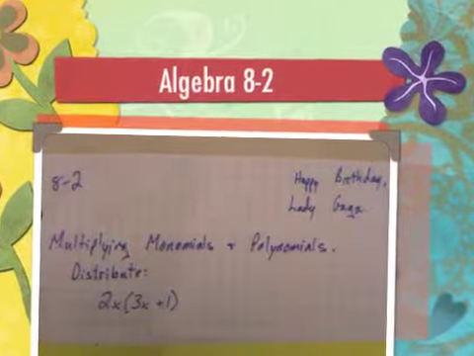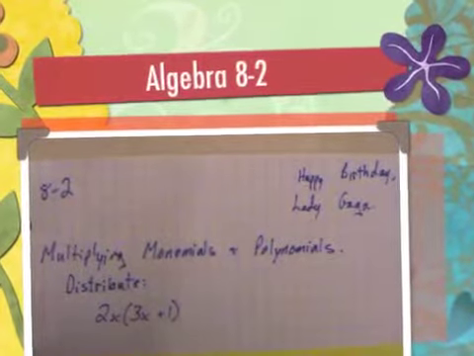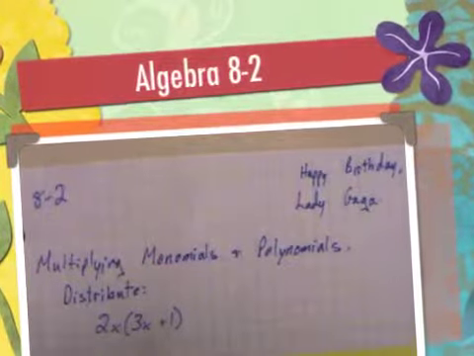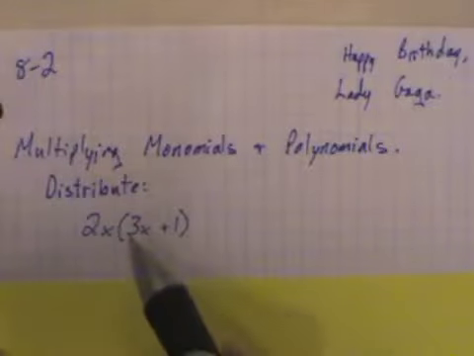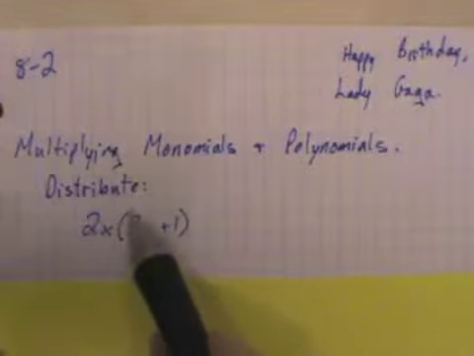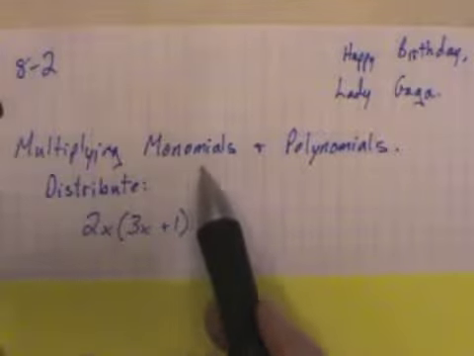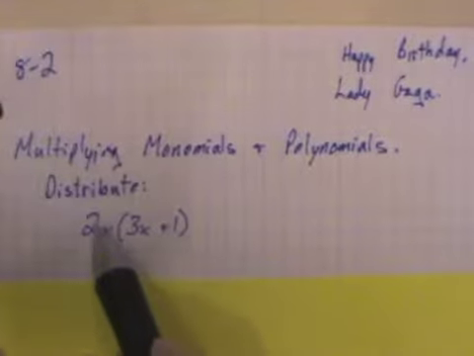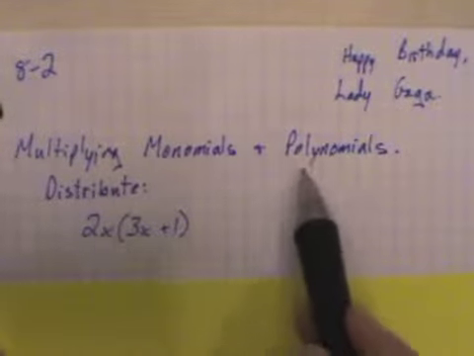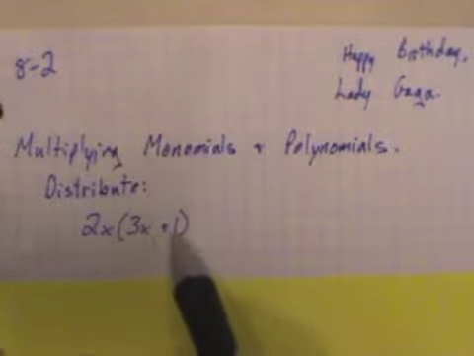Lesson 8.1 was so long I divided it up into 3 parts. 8.2 is going to be astonishingly quick. Let's start with multiplying monomials and polynomials. Remember that monomial is one something and polynomial is 2 somethings.